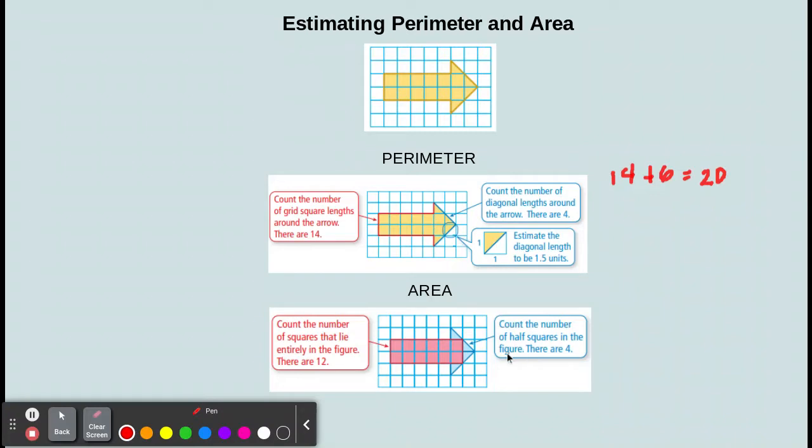Now for estimating the area, we simply count how many blocks we can fill in. For this red area, we have 1, 2, 3, 4, 5, 6 times 2, so we have 12 there. And over here, these blue ones are actually half squares, right? So two of them together make 1. So here's 1 and here's another one. So we have 2 total. So we have our area as 14 square units.